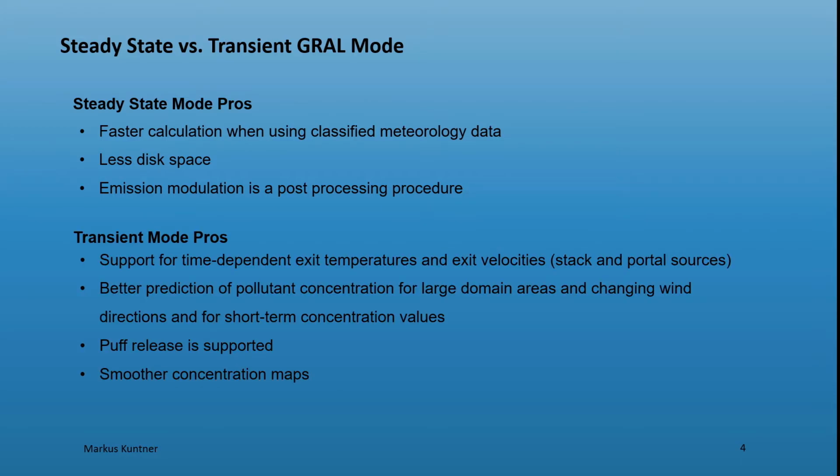What are the pros of the transient mode? In the transient mode we support time-dependent exit temperatures and exit velocities. That means you can change the exit temperature and exit velocity for each weather situation. The transient mode gives better predictions for large domain areas, frequently changing wind directions, and for short-term concentration values. A buoyant release is supported, and you will get smoother concentration maps.